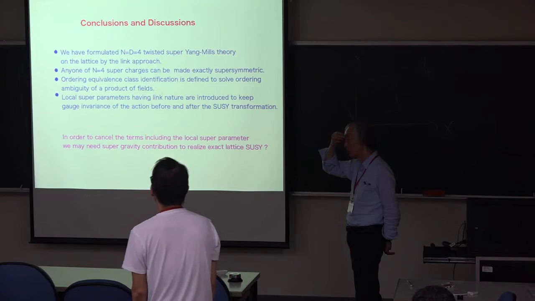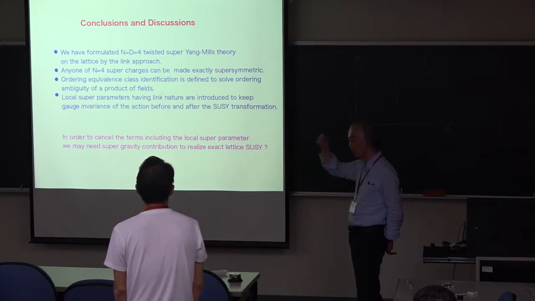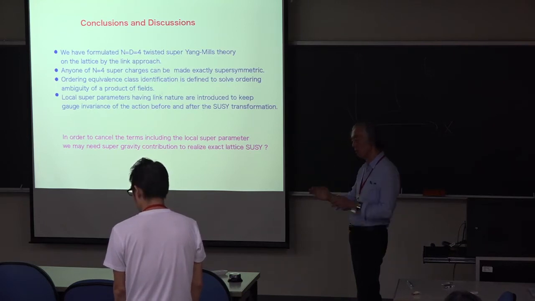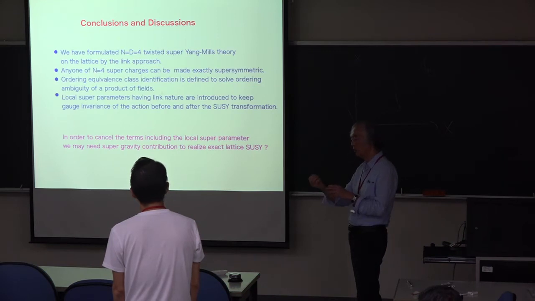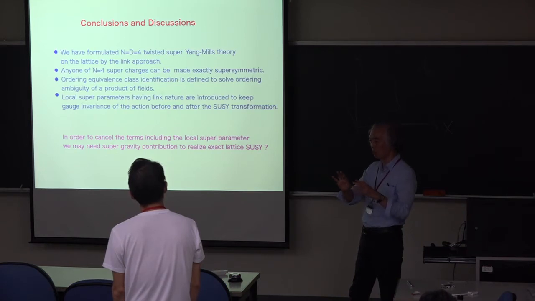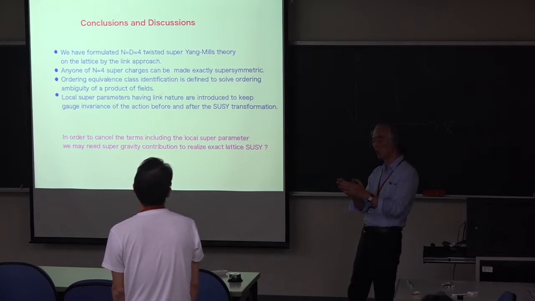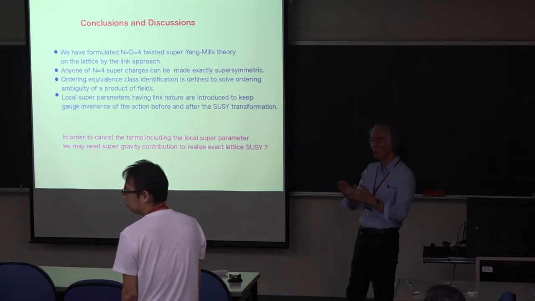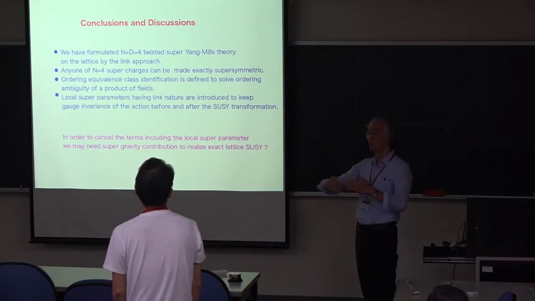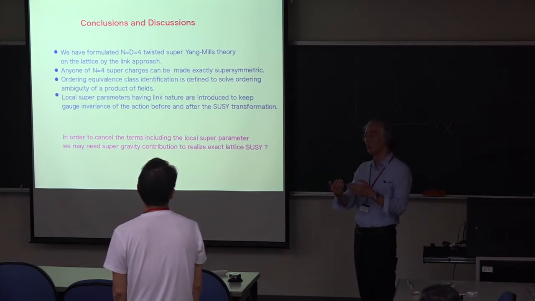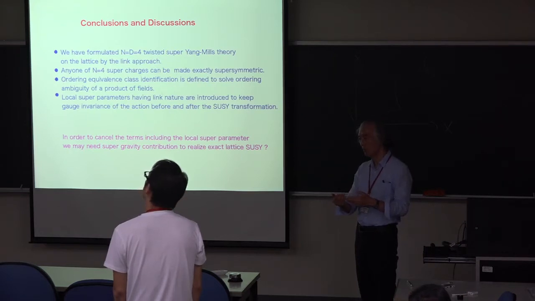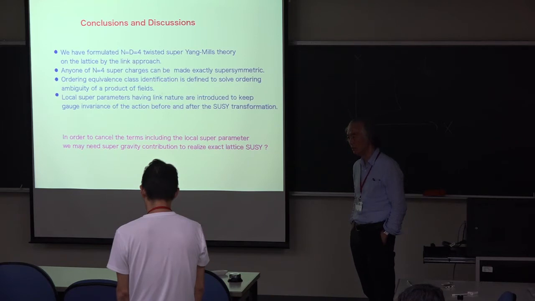N equal 4, so far, numerical calculation, I think this is possible. N equal 4, so far, has been done with the single Kaplan formulation, in which one of the supercharges, with Q square equal 0, is kept exact. But since other supercharges are not exactly kept, we have to do fine-tuning. This is very difficult. Fine-tuning means that since there is no exact symmetry, in order to adjust the parameters, we need to adjust them numerically.